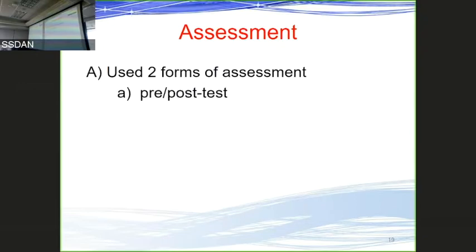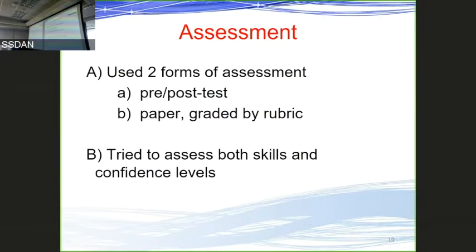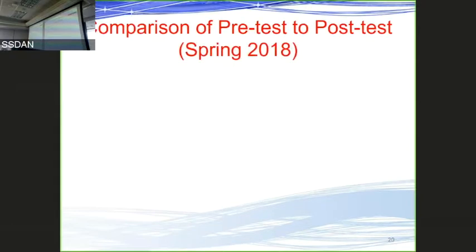So for my assessment of this, I use two forms. One is a pre and post test, and I think it's actually in your folder at the end. And then the paper, for which I use a rubric, which I think is at the end of the second handout. And I try to capture their skills and their confidence. On the pre and post test, you'll see there's a little grid that just says how comfortable do you feel doing these various skills. And what I find is over time, their skills and their confidence levels go up.